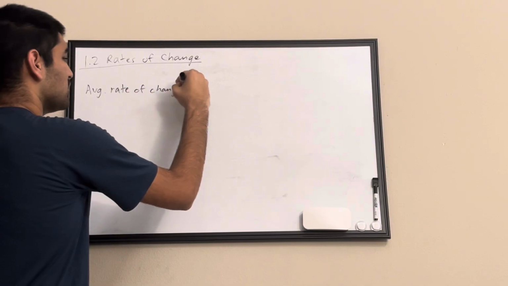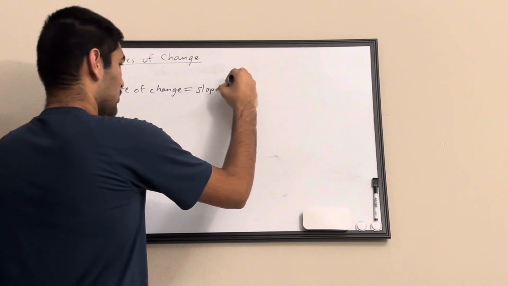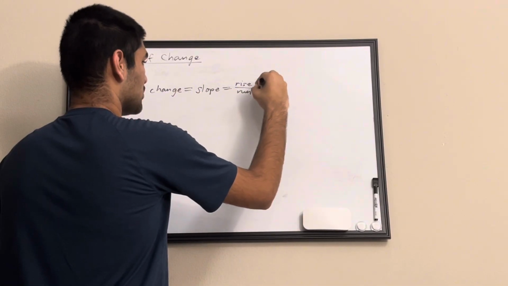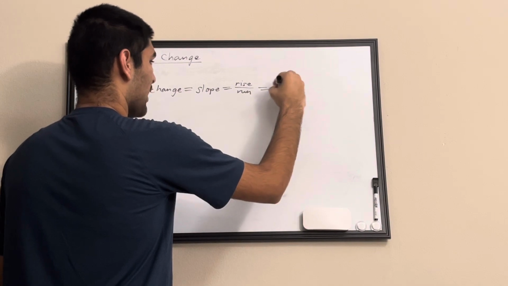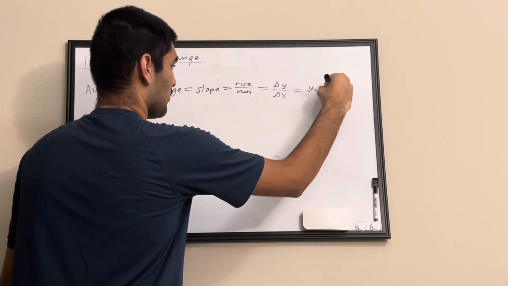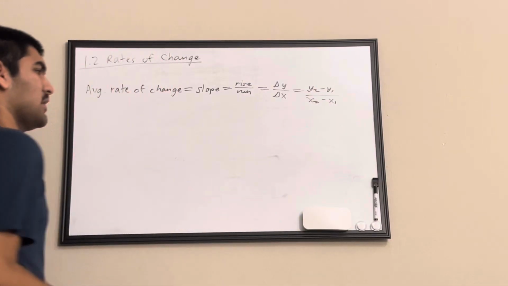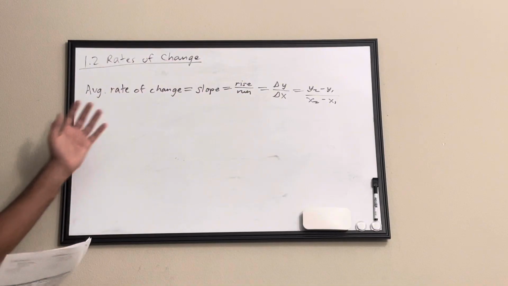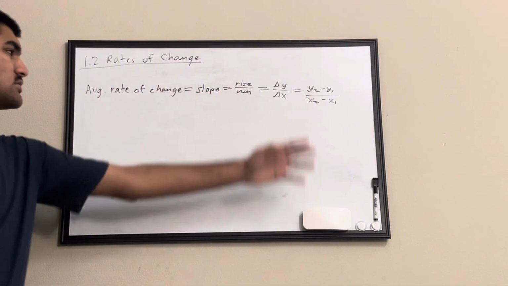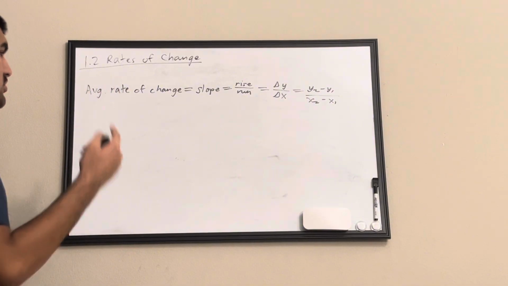So the average rate of change, also known as the slope, is the rise over the run, which is just the change in y over change in x, which is y2 minus y1 over x2 minus x1. Okay, so these are all the average rate of change. There are different ways to represent it. So let's do an example.